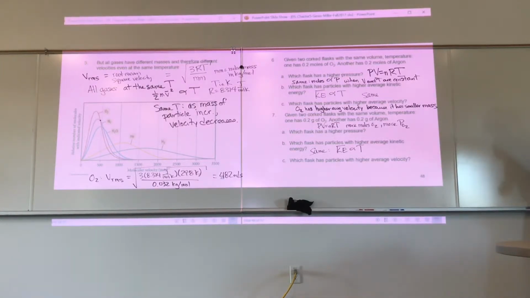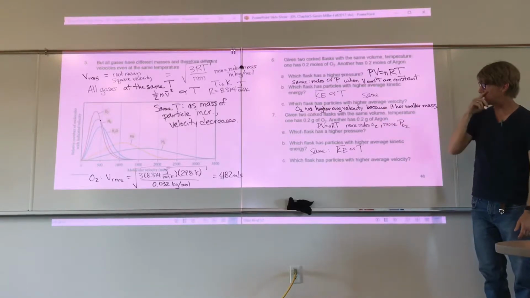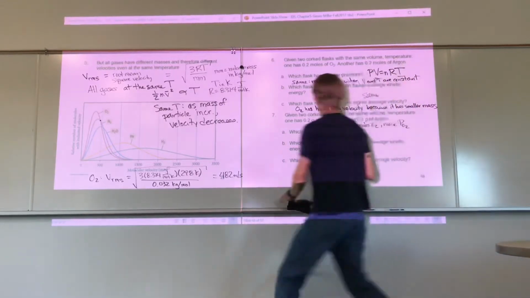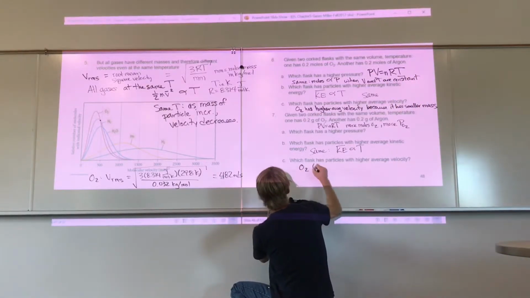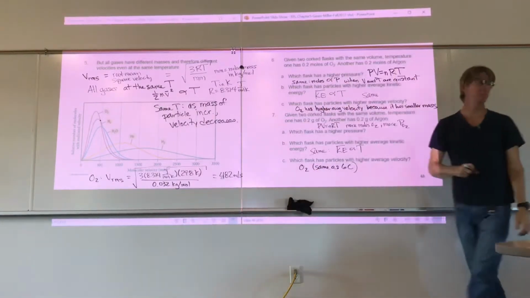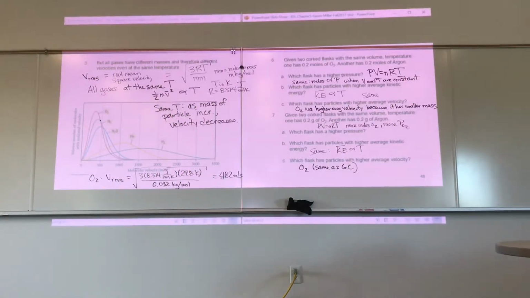Which flask has particles with the higher average velocity? This one comes back to the same one as C. So there are more particles, but there are also particles with a higher average velocity. Same reason as 6. Any questions about that? Good. Okay.